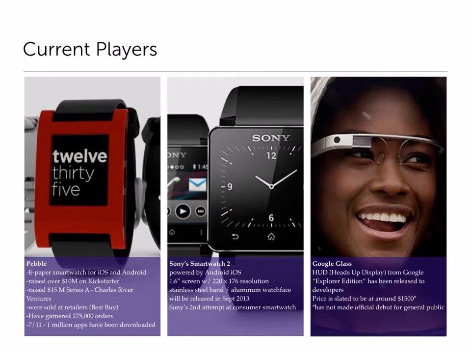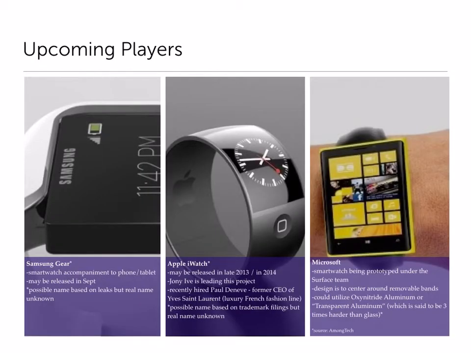Some of the current players in wearable technology: you've got Pebble, you've got Sony, you've got Google Glass. Pebble, really fascinating story. Raised over $10 million on Kickstarter and raised $15 million Series A. Sony came out with their SmartWatch 2 within the past couple of years, and Google Glass, something everybody's pretty familiar with. And the more current players, you've got Samsung with their Gear, you've got the Apple Watch.